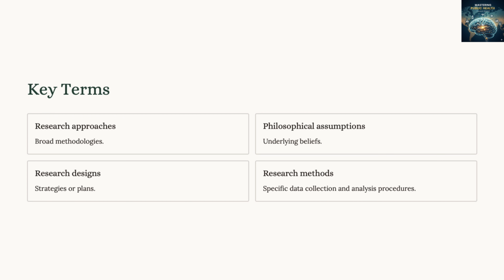Introducing key terms. Let's begin by defining some important concepts used throughout the book. Research approaches or methodologies: broad strategies used to guide inquiry. Philosophical assumptions: underlying beliefs about reality and knowledge. Research designs: specific plans for conducting a study. Research methods: procedures for collecting, analyzing, and interpreting data.